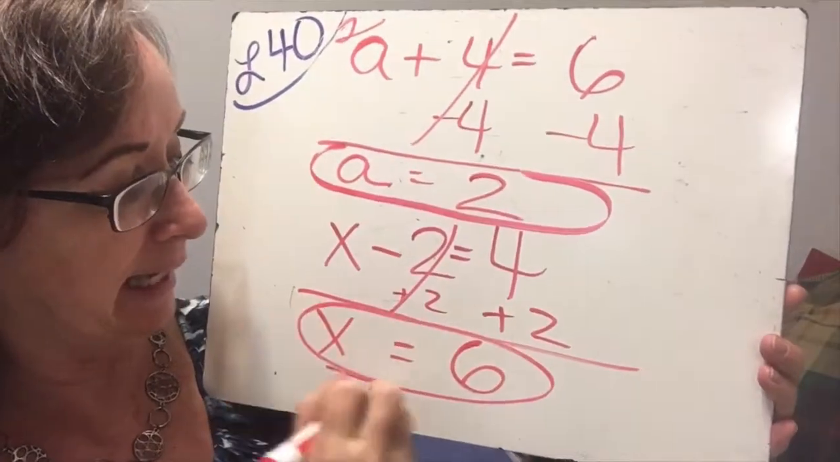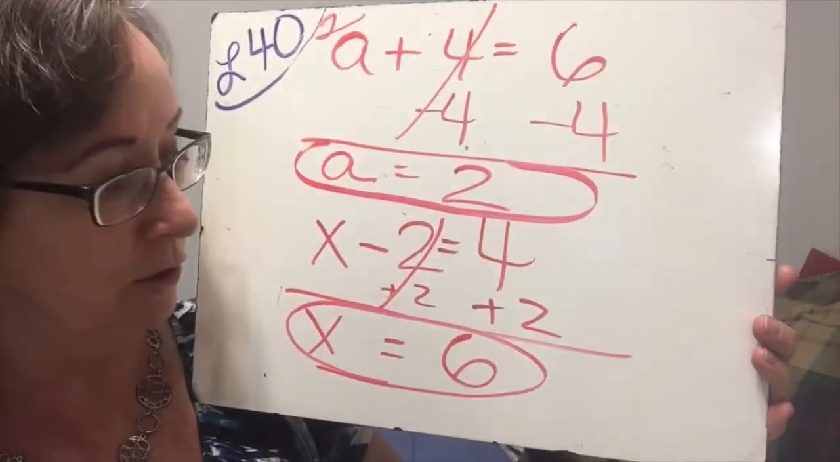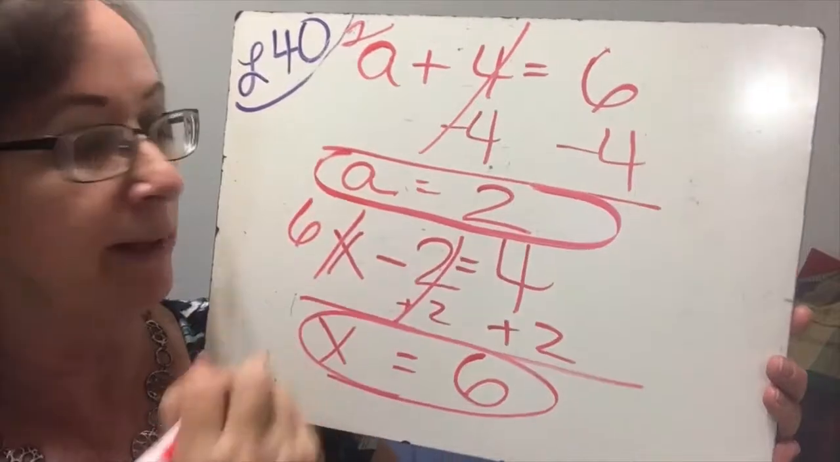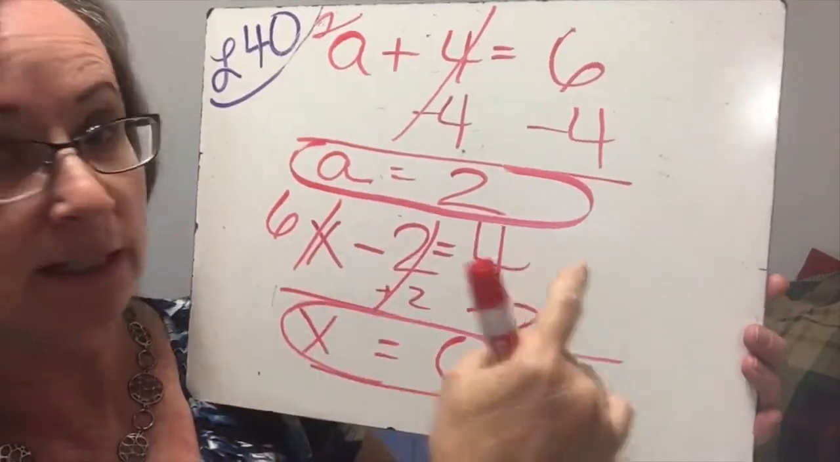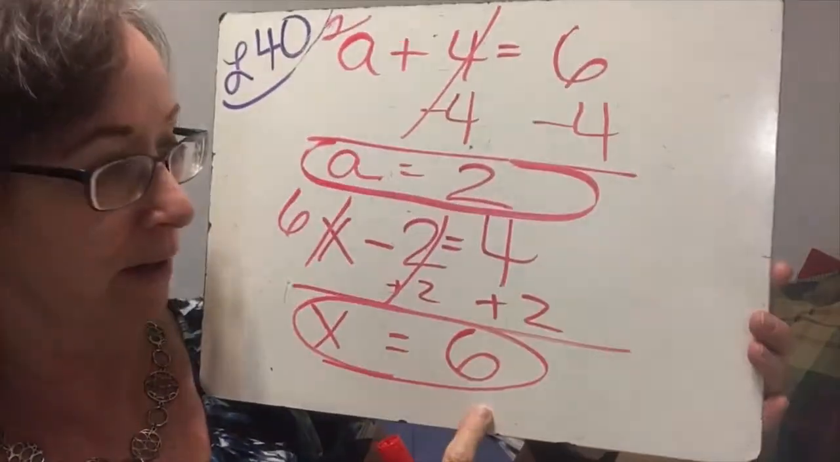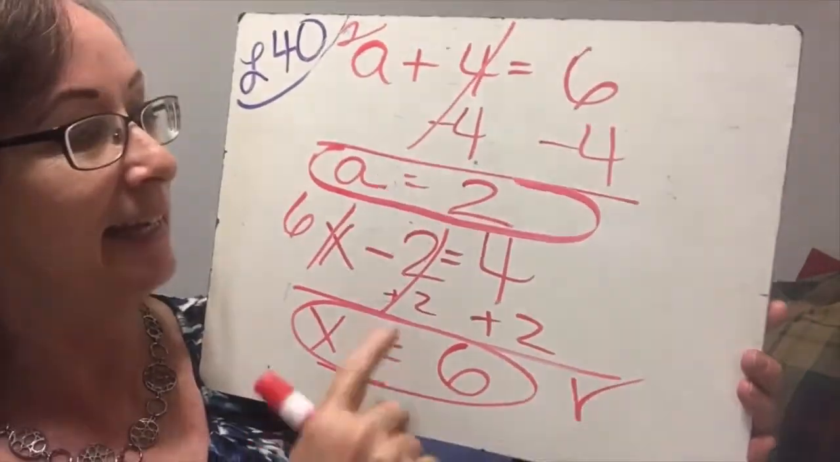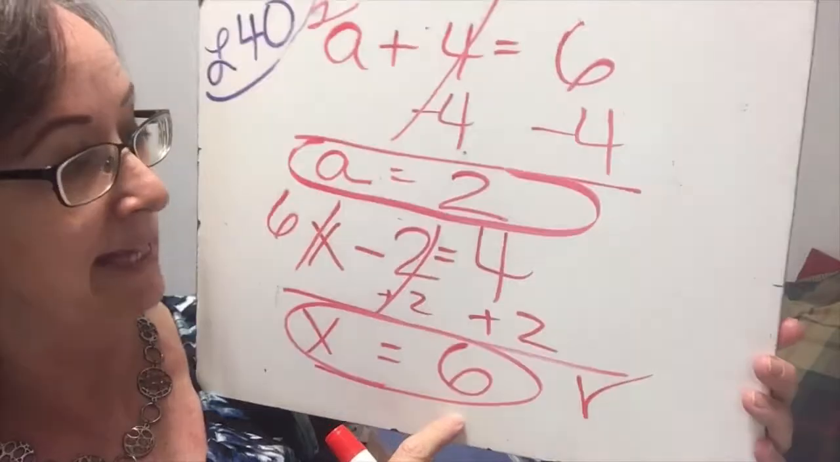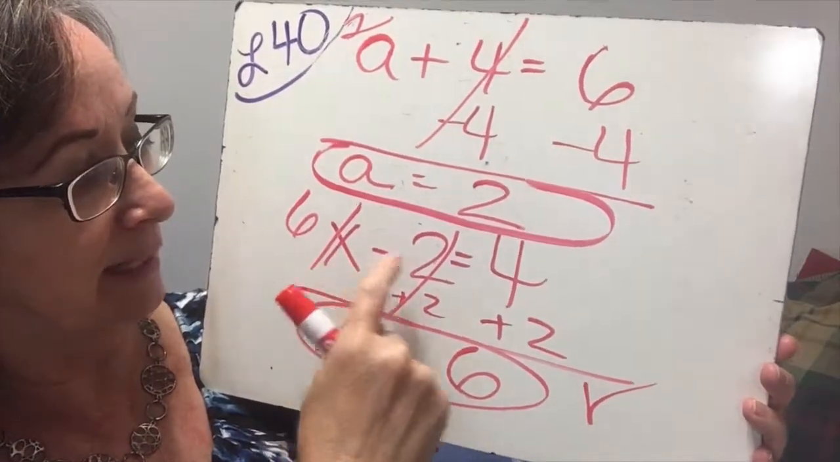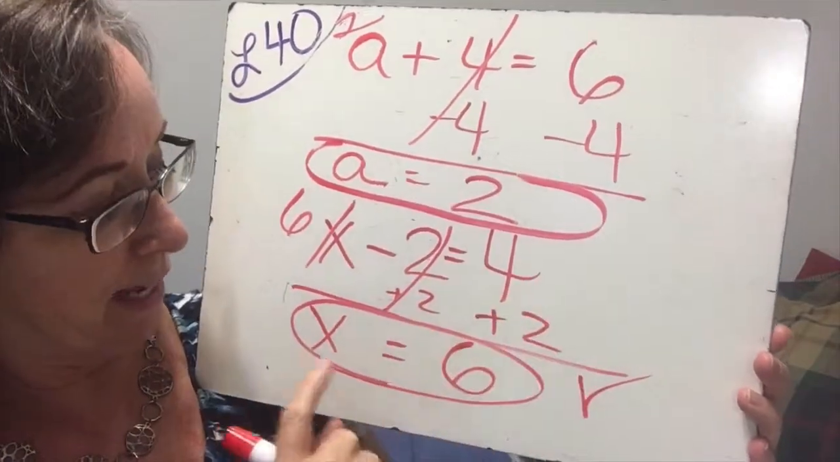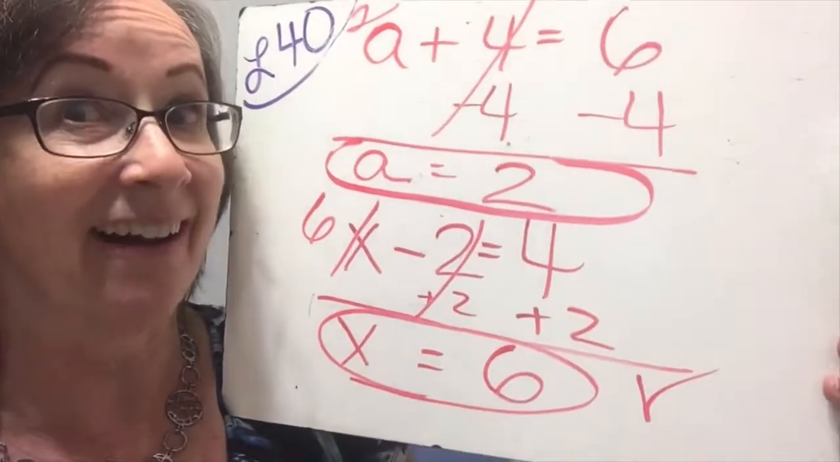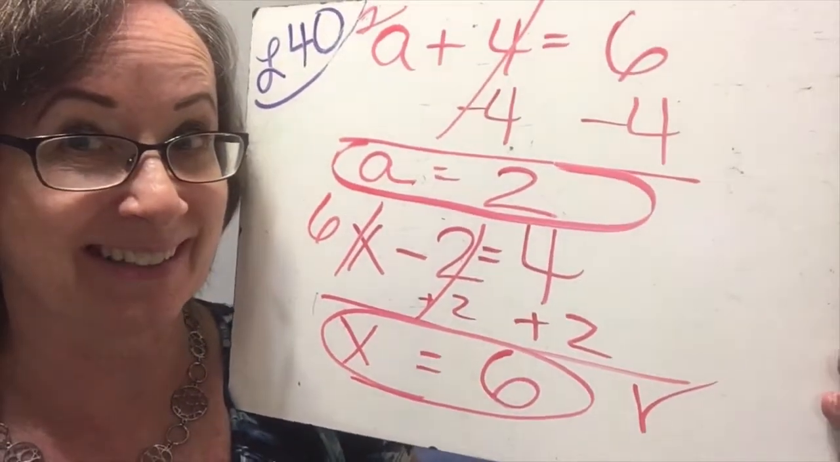Let's check and see, is 6 a true solution? We plug in 6 here where the x was. 6 take away 2 is 4. Therefore, it is true, and 6 is a solution. And now we can say that x minus 2 equals 4 and x equals 6 are equivalent equations.